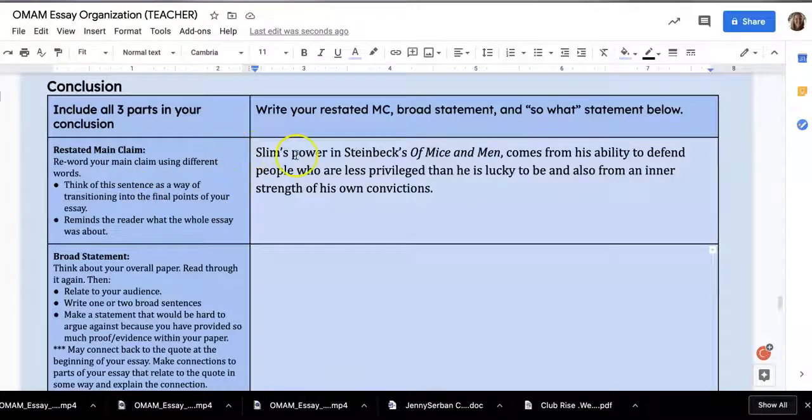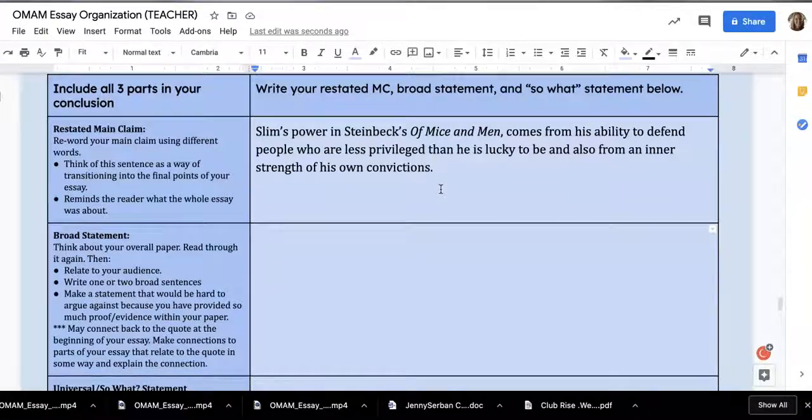So I wrote, Slim's power in Steinbeck's Of Mice and Men comes from his ability to defend people who are less privileged than he is lucky to be, and also from an inner strength of his own convictions. Notice that I used Steinbeck's name, I brought up my character again, and I used the title of the book. This is just bringing it back to the fact that we're writing about the character in a book. And then I talked about the two places that his strength, or his privilege or his power, comes from. And I explained that here. Very similar to what I did in the introduction.